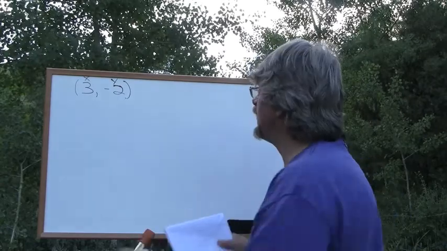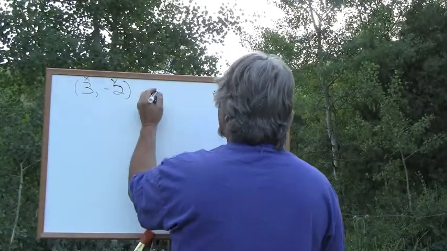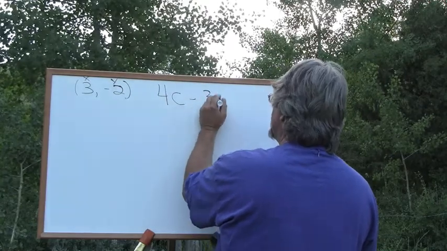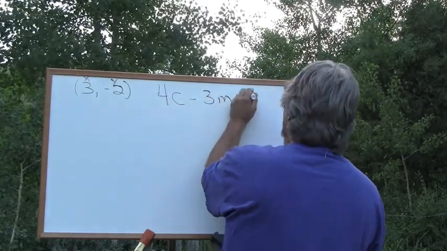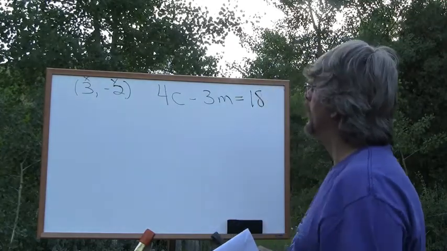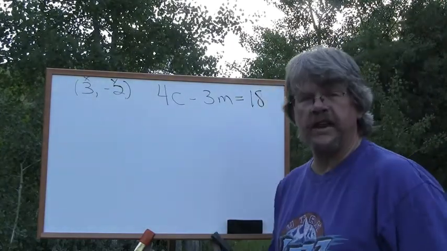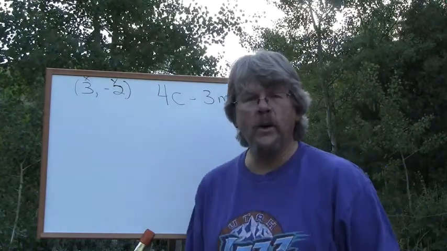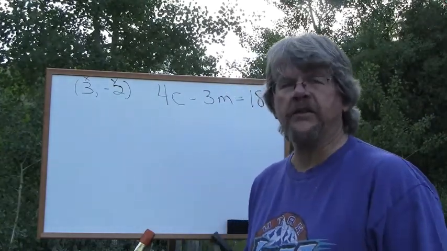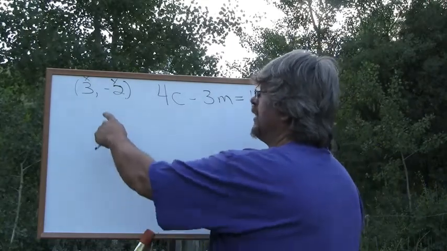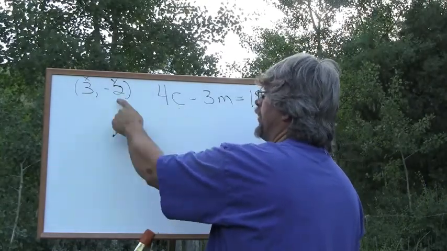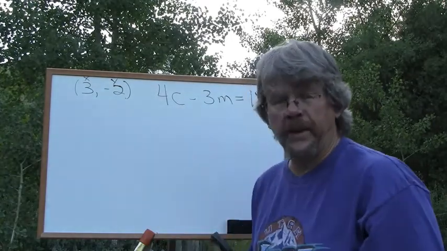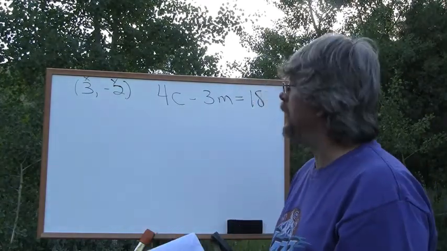The question is, are these two coordinates a legitimate solution to this equation? 4c minus 3m equals 18. Does 3 and negative 2 work here? Now, when you find a situation like this, the x is always plugged into the first variable, and y into the second, unless it's specified otherwise. So what we do is plug and chug.